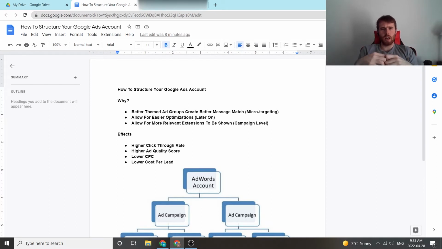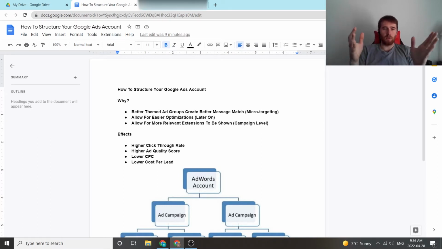Good account structure also allows for easier optimizations later on. Like I said, you can get away with the first 1 or 2 months, but you can't get away with month 3, 4, 5. Optimizations need to be done on a very micro level, and the only way to do that is to have a properly structured account with tightly themed ad groups with, you know, a handful of keywords in each ad group with spot on ad copy with a good landing page. And you can only do this if everything's structured correctly. You can't do it otherwise. Or if you do try, it's going to be a real pain and you're going to be guessing because you just really can't optimize for a super broad topic. It has to be narrowed down.